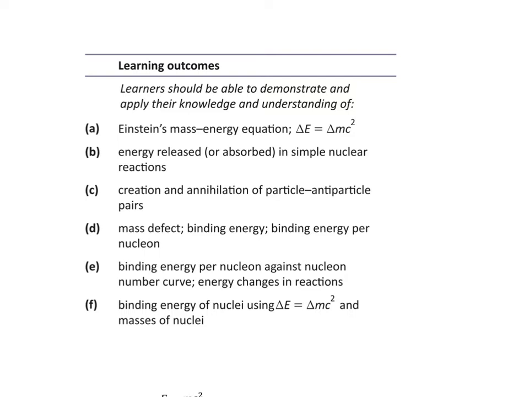We'll also look at creation and annihilation of particle and antiparticle pairs and how to calculate the energies released in those reactions. We'll introduce some new terms such as mass defect, binding energy per nucleon, and what that could mean. You will also need to be aware of the binding energy per nucleon against nucleon number curve, which will specify whether there will be a fusion or fission reaction depending on what we see there, and how to calculate the binding energy of nuclei using the equation that you see there.